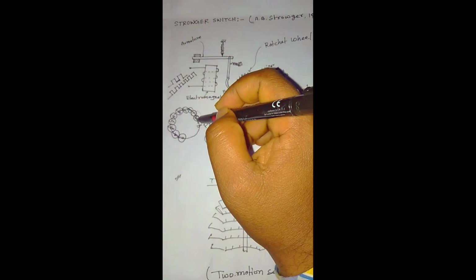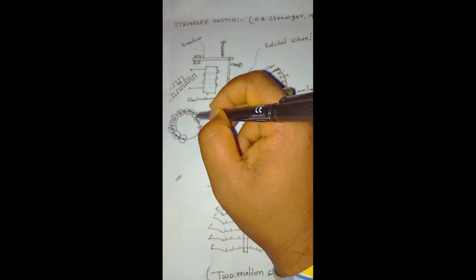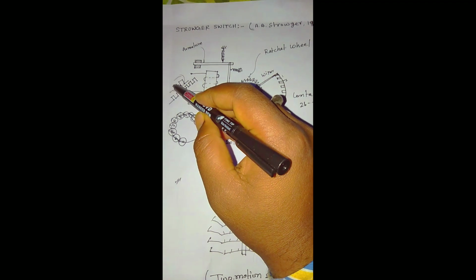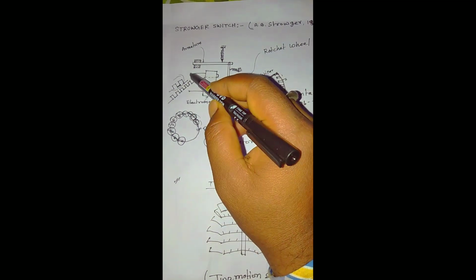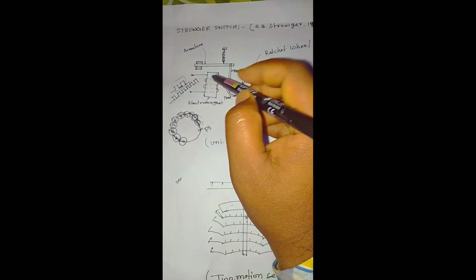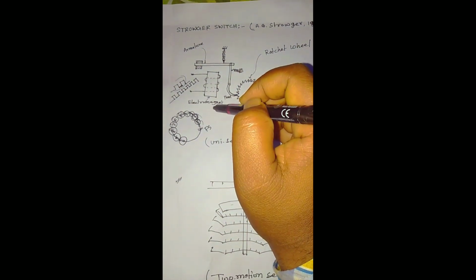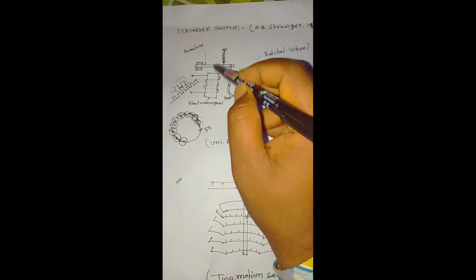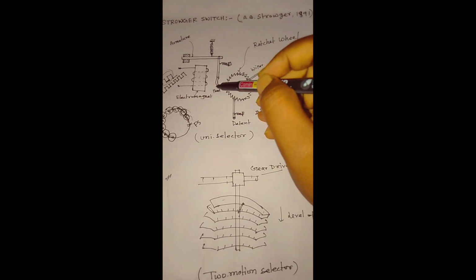Now let us consider we have dialed 2 here. It will generate two pulses. The first pulse will come here, at the input portion. This will energize the electromagnet, and we have an attracting force between this armature and the electromagnet. This will pull the armature down, and the pawl will go downward.